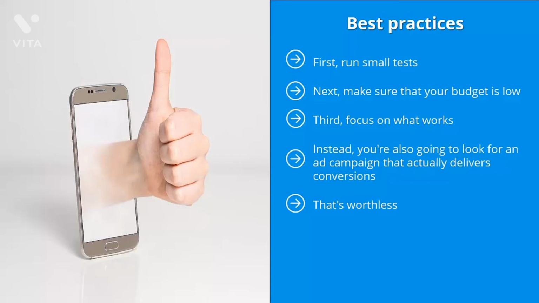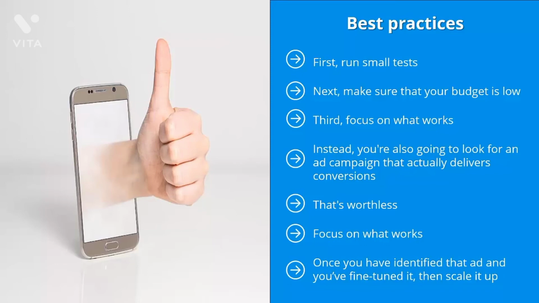That's when you know your campaign actually has traction. Focus on what works. Focus on what gets a high click-through rate paired with a conversion rate. However, to get there, you're going to have to burn through many ads. This is not going to jump out at you. It's not going to be obvious. It's not going to be easy. Once you have identified that ad and you've fine-tuned it, then scale it up. That's how this works. Basically, you focus on what works and then pour real money into it.